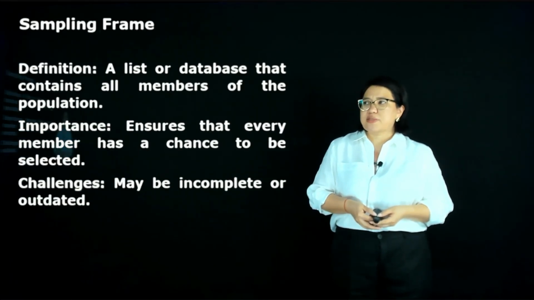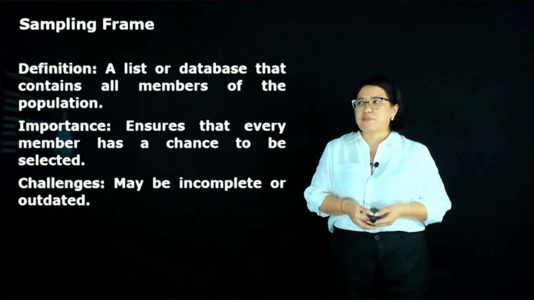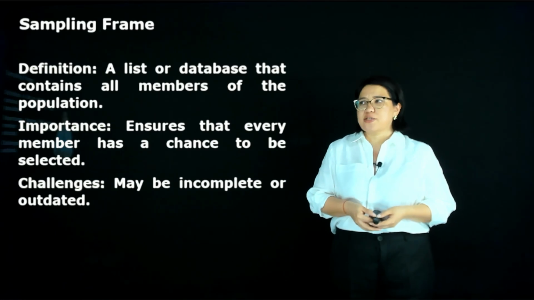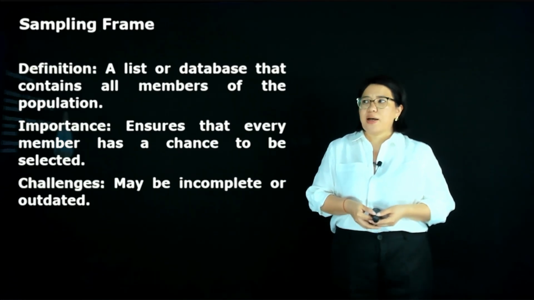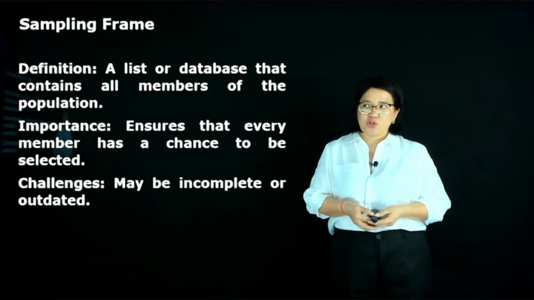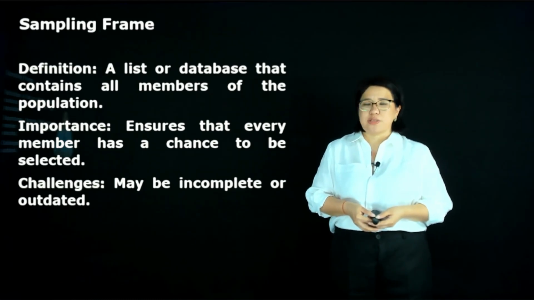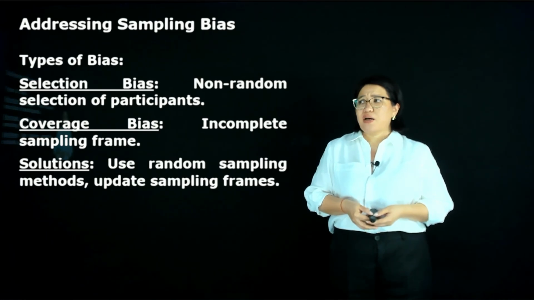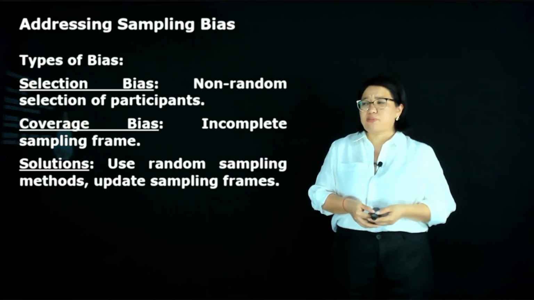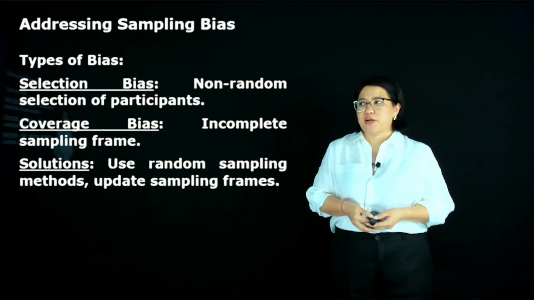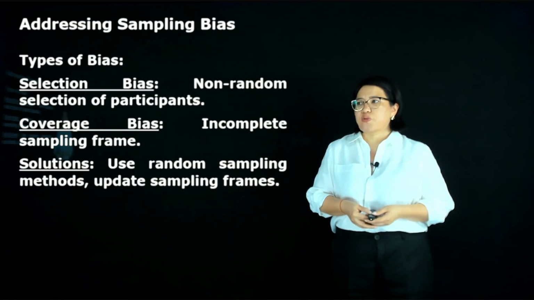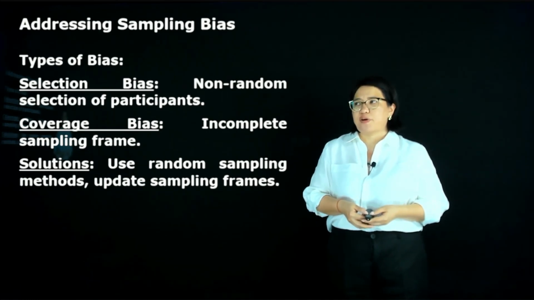Sampling frame definition: a list or database that contains all members of the population. The importance of a sampling frame is that it ensures every member has a chance to be selected. The challenge is that it may be incomplete or outdated. Types of bias: selection bias, which is a non-random selection of participants, and coverage bias, which comes from an incomplete sampling frame. The solution is to use random sampling methods and update sampling frames.